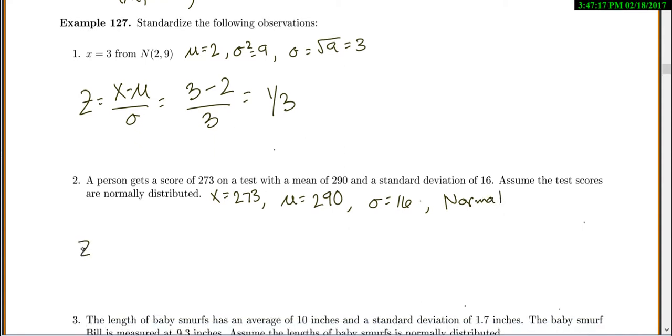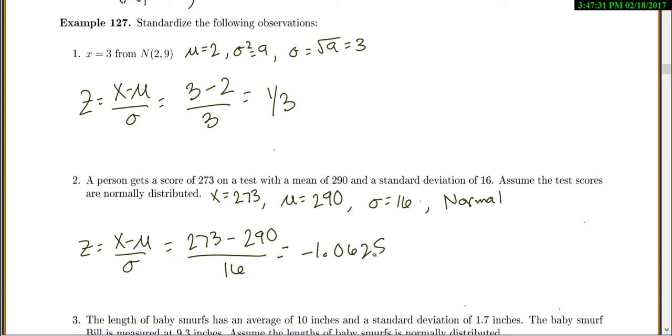So z is always again equal to x minus mu over sigma. So we'll get our 273 for x, our mean is 290, our standard deviation is 16, so this gives me negative 1.0625. So there's z. Notice how z is negative.